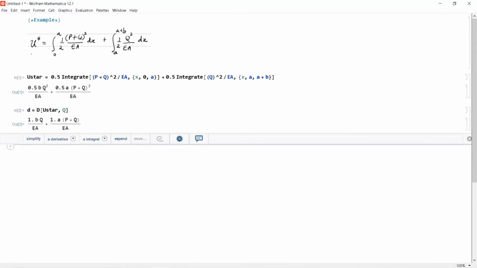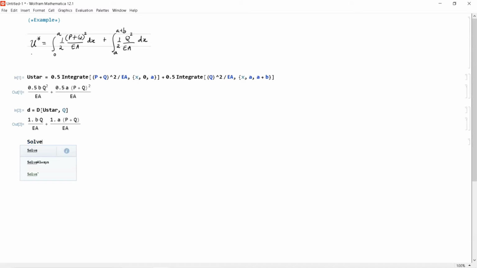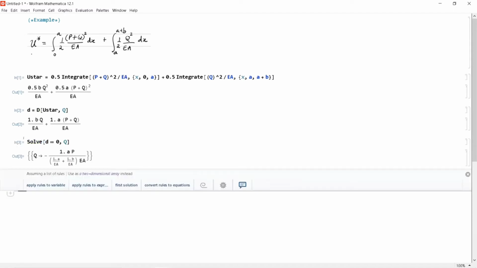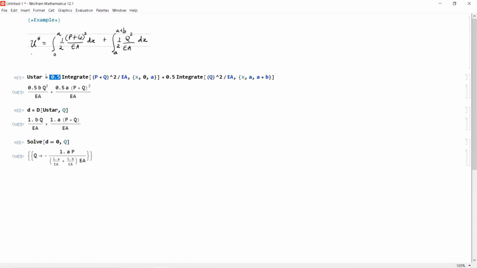So apparently it took the derivative and I found the deflection. Now I have to set the deflection equal to 0. So I have to solve that derivative and set it to 0. So I'm gonna set this equal to 0 and solve for Q. And then let's do 1/2 here so it doesn't carry the decimal points.